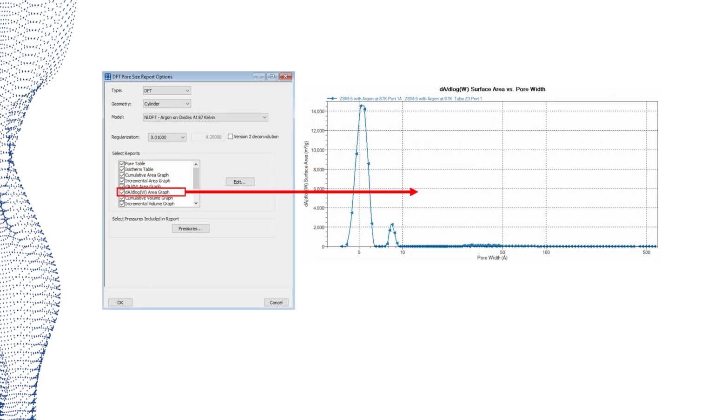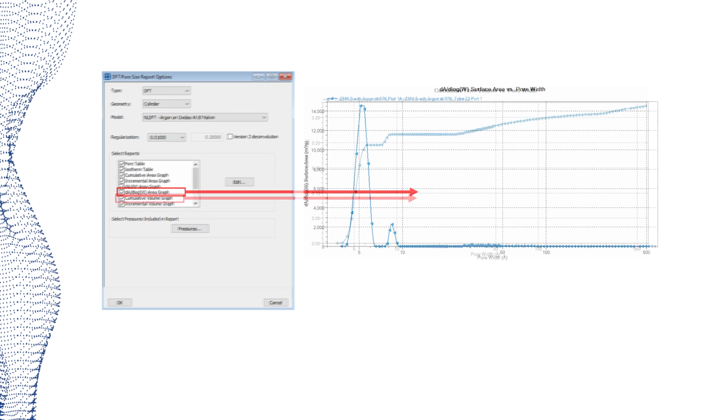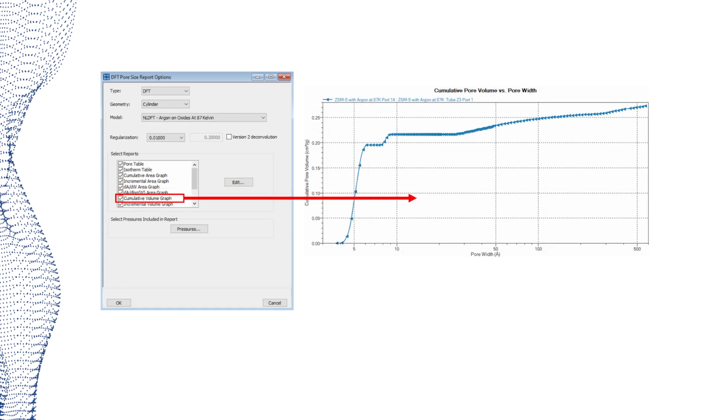The differential area log width surface area versus pore width graph shows exactly the same data as on the previous slide, just with the different scaling of the x-axis. The cumulative volume graph shows the cumulative volume of all pores with respect to the pore width. Once again, we can see that there's a sharp uptick in the cumulative pore volume at roughly 5 angstroms, which corresponds to the majority of our pores in that size range. When we reach the maximum pore width in our DFT model here, the pore volume should be similar to the pore volume that we see when all of our pores are filled using the standard isotherm data.